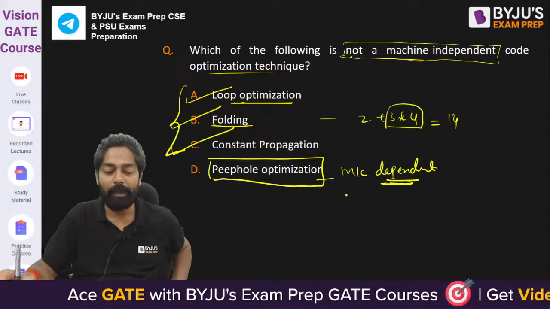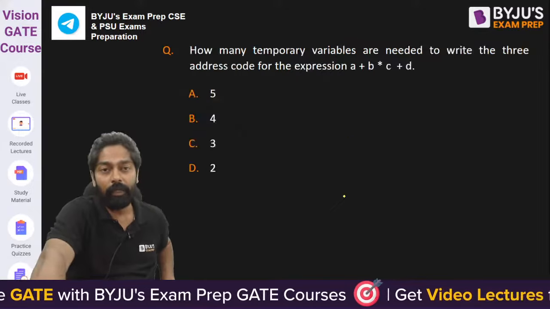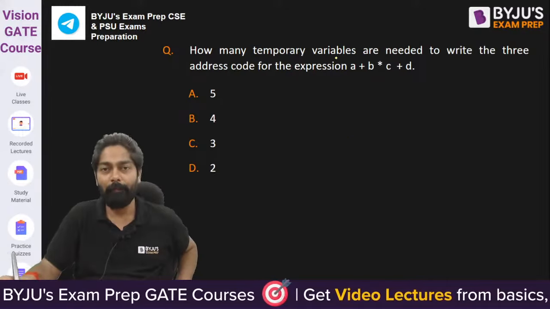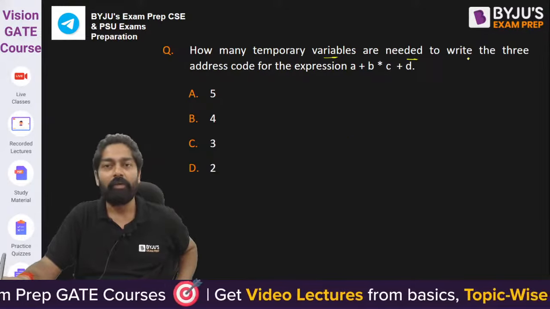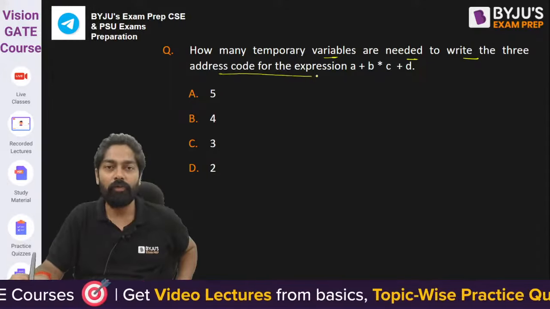This is machine dependent, my dear friend. Okay, let me move quickly. How many temporary variables are needed to write the 3 address code for the expression?